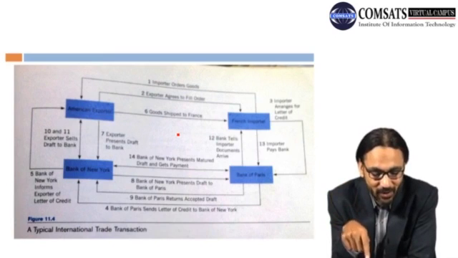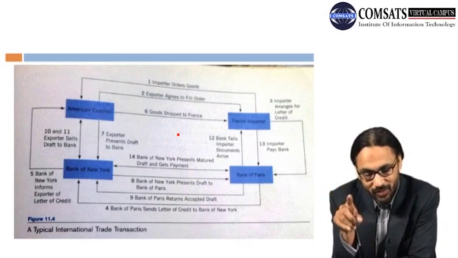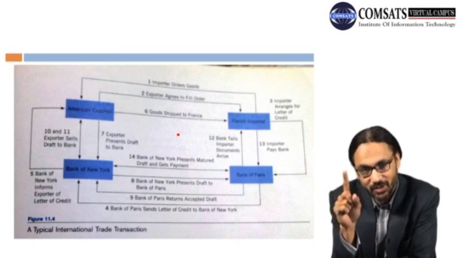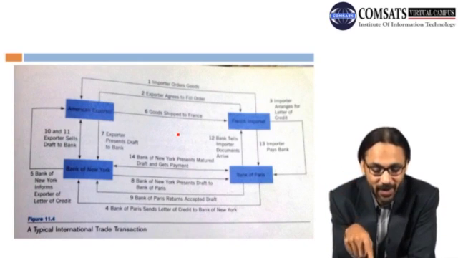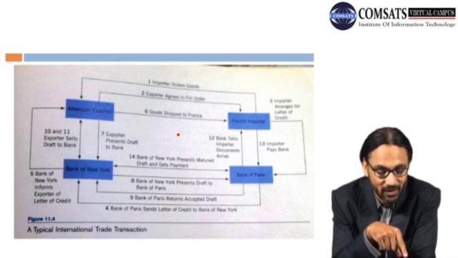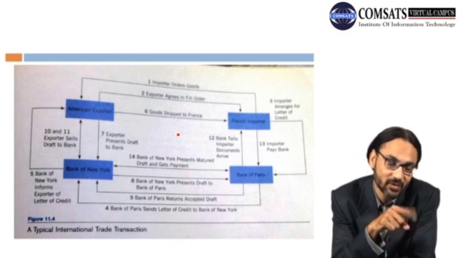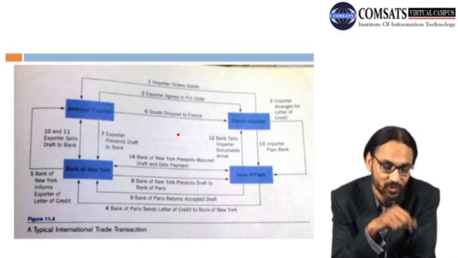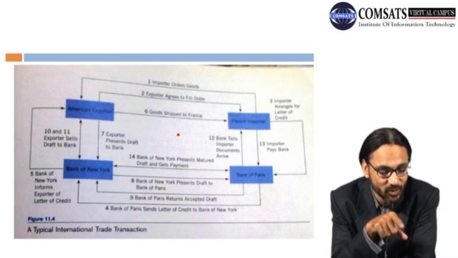Then the bank, as you can see in the last line at the bottom. We are talking about the importer, the French importer, and the French importer went to a bank, for instance, the Bank of Paris. Bank of Paris, as you can see in point 4, sends a letter of credit to the Bank of New York, which is the bank associated with the exporter. And the Bank of New York informs the exporter of the letter of credit.